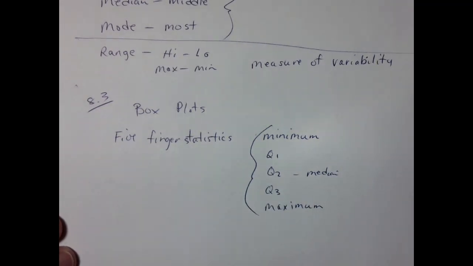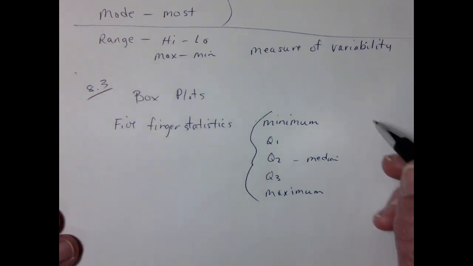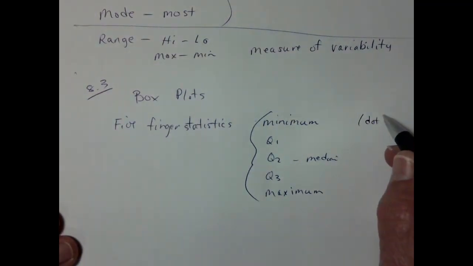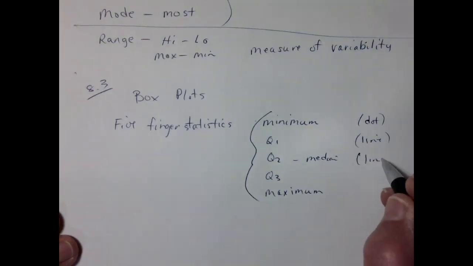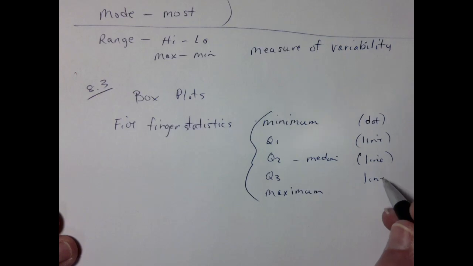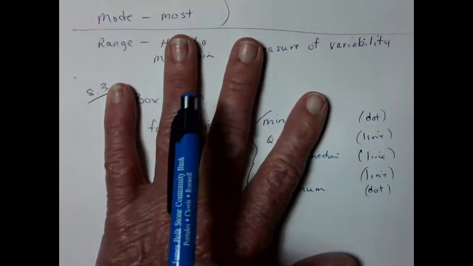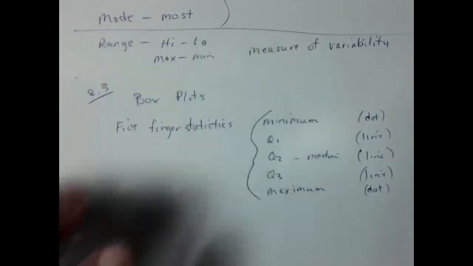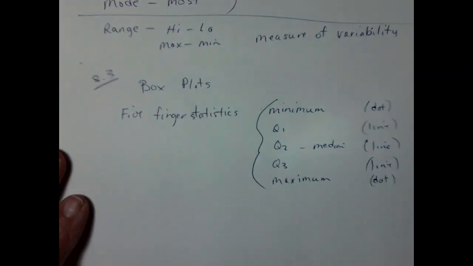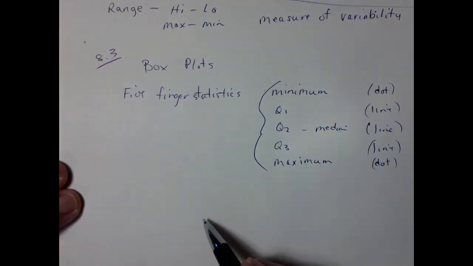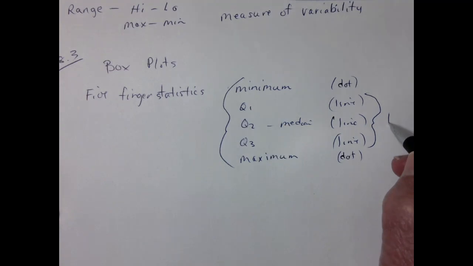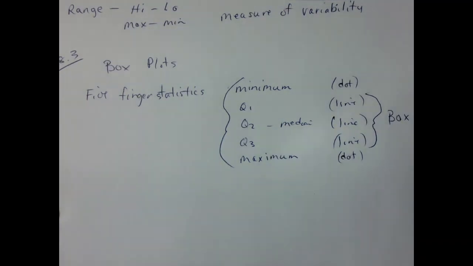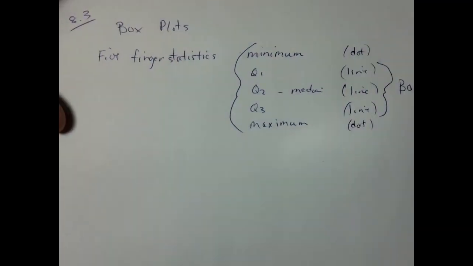Now, when we want to put this on a graph, this is a dot, this is a line, this is a line, this is a line, and this is a dot. So we have a dot, a line, a line, a line, and a dot. That's what our fingers stand for. So when we draw our number line, these 3 make the box. These make the box. Okay? So then we'll draw a little picture of one.